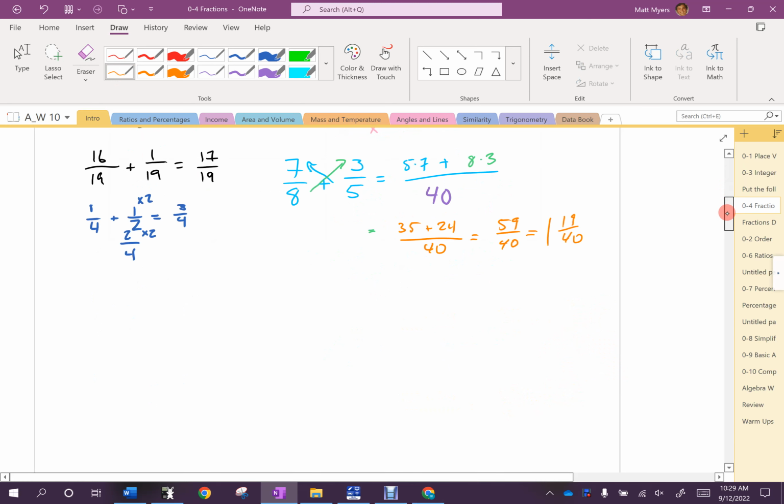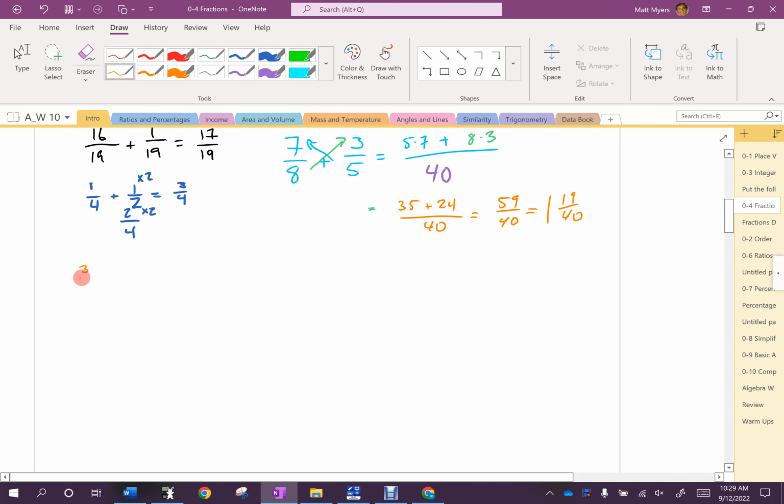Okay, let's try a couple of nice, easy ones. What is 3/4 plus 5/4? What is it? It would be 8/4, which would also be, now, Brody, 2. So easy, yes? Same number on the bottom, easy peasy.